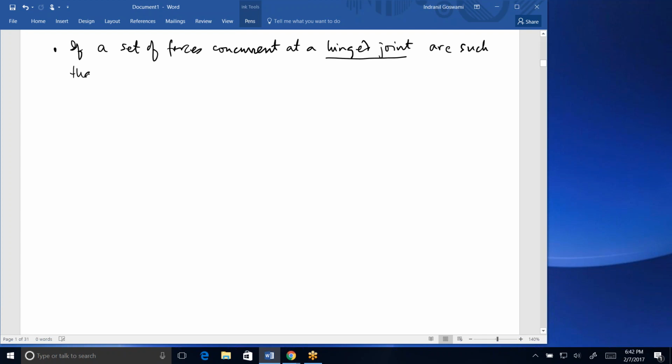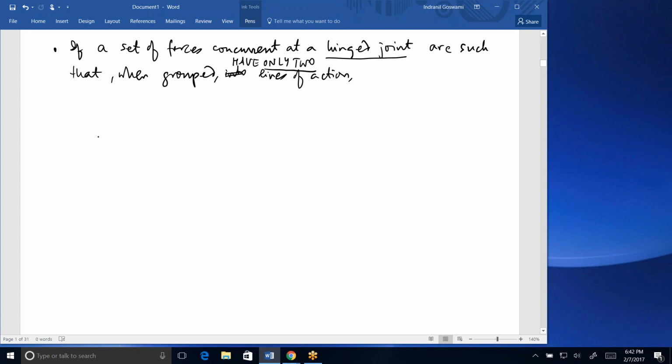such that when grouped into lines of action, I'm probably being too wordy about this. When grouped, have only two lines of action.